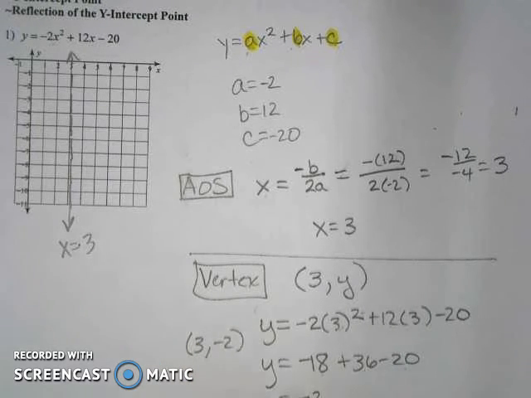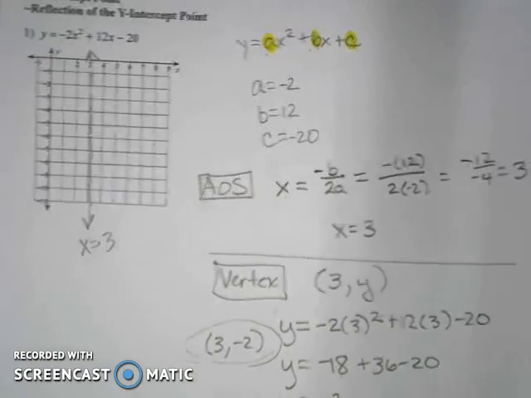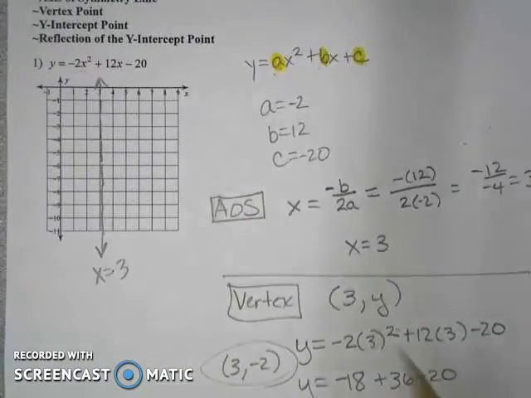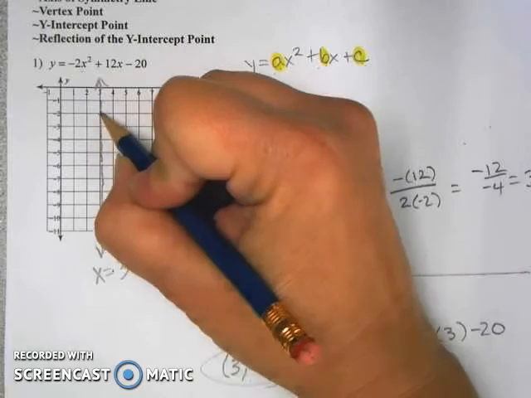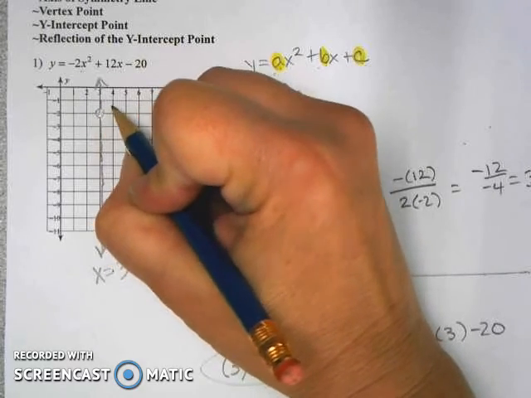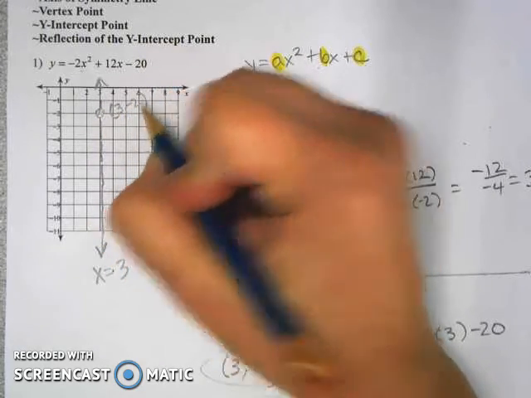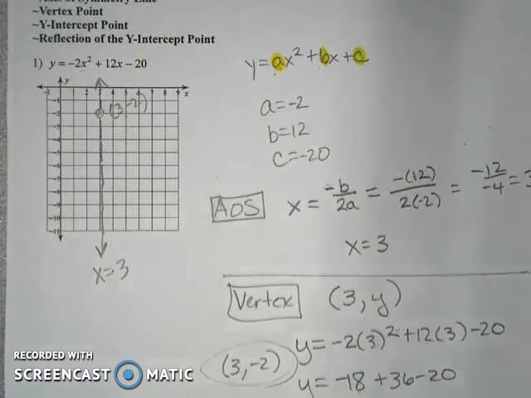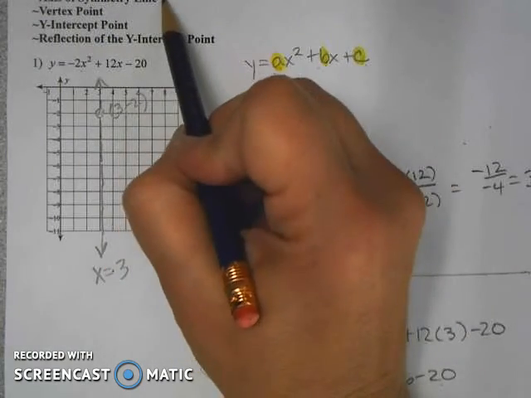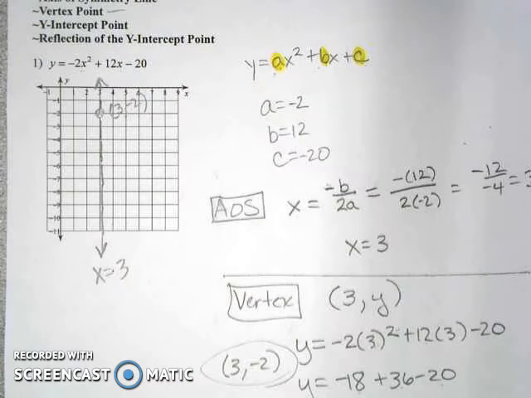We can graph that on our line or our axis of symmetry. So 3, -2 is going to be right here. Always want to make sure we label the vertex, the coordinates of the vertex. Next, we took care of two things. We took care of the axis of symmetry and the vertex point.